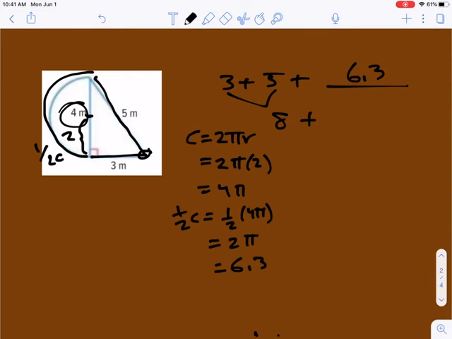8 plus 6.3, well, 8 plus 6 is 14, so we have 14.3 meters. And that seems pretty reasonable. I could see this being about 6, and that makes sense. It looks like it would be longer than this. So that's really all there is to these kinds of problems. It's just a matter of breaking everything down and using what you need. So good luck.